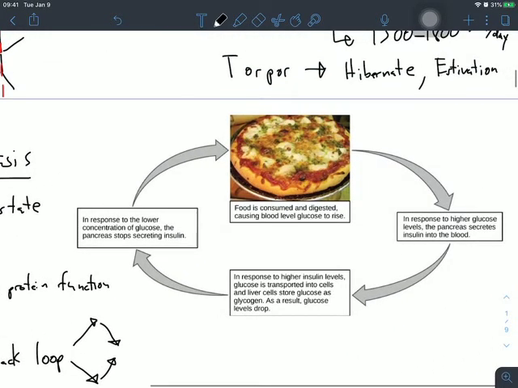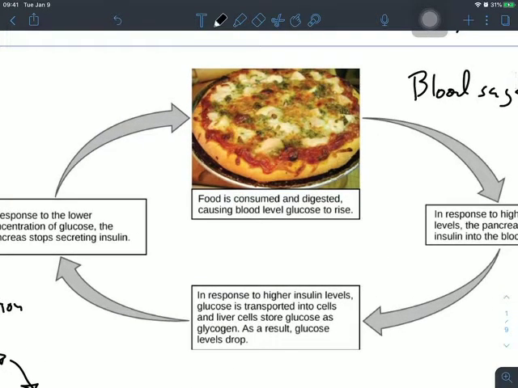In this same way, blood sugar is regulated in a negative feedback loop. Food is consumed and digested, causing blood glucose to rise.